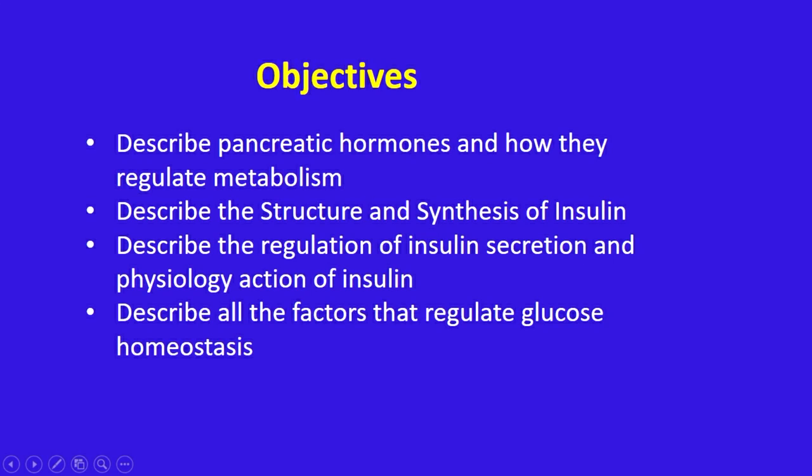Understand the pancreatic hormones that are secreted from the pancreas and their role in regulating metabolism. We're also going to discuss the insulin structure and how it is synthesized. Again, the most important physiological role of insulin, we're going to discuss this as well. And finally, after this lecture, you should be able to describe all those important factors that regulate glucose homeostasis.